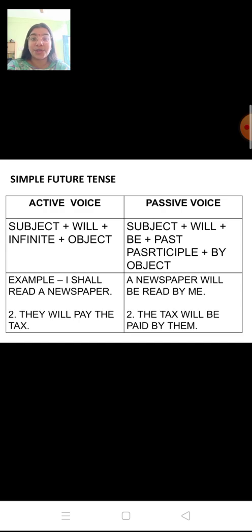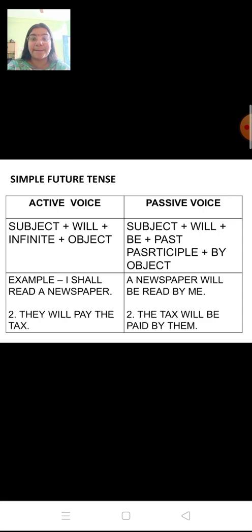Now we want to change it into passive voice. The structure will be subject plus will plus be plus past participle plus by plus object. And the changed sentence will look like this: A newspaper will be read by me.